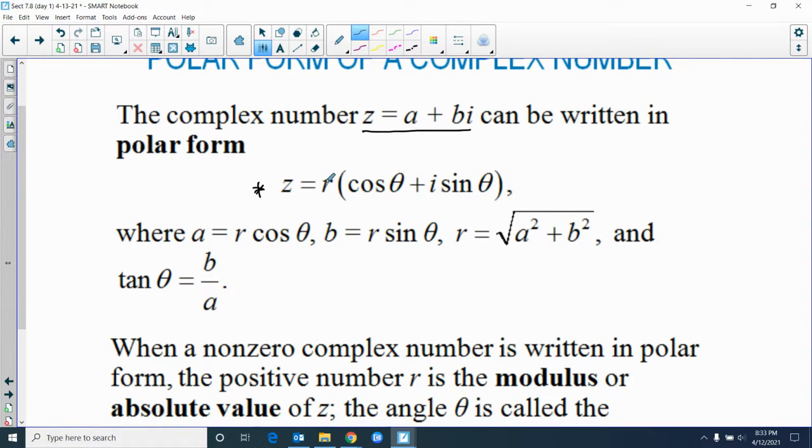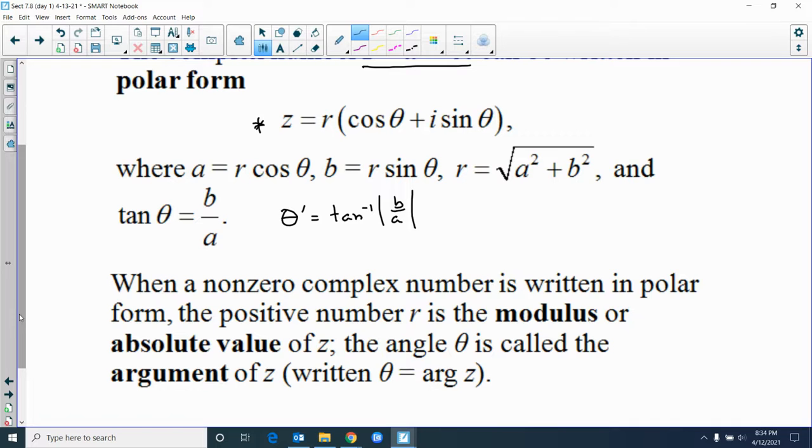Well, R is your modulus, your magnitude. A is going to be R cosine theta. B is R sine theta. R is the square root of A squared plus B squared. And tangent of theta equals B over A. Again, I like to talk about the reference angle, and I'm going to put absolute value around that because it's going to depend on what quadrant we're in.